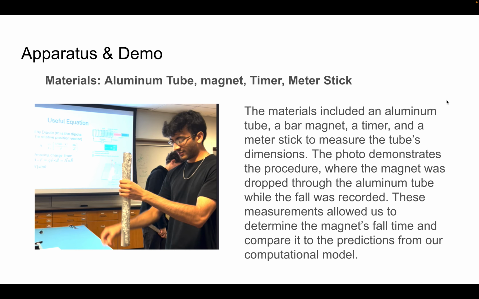Here's the apparatus and demo. Materials include an aluminum tube, a bar magnet, a timer, and a meter stick to measure the tube's dimensions. The photo demonstrates the procedure where the magnet was dropped through the aluminum tube.